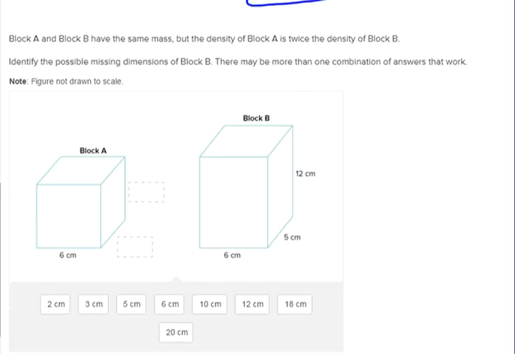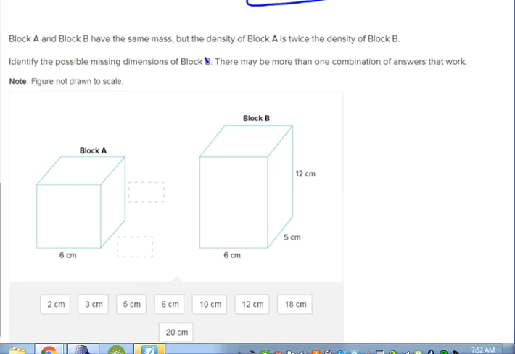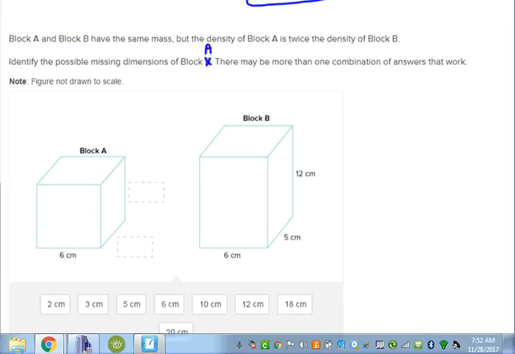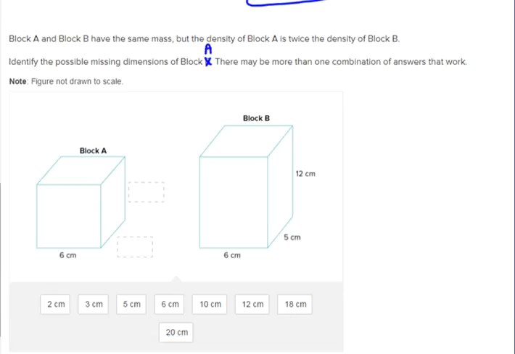This problem says block A and block B have the same mass, but the density of block A is twice the density of block B. Identify the possible missing dimensions of block A. There may be more than one combination of answers that work. When we look at the picture here, we see that they give us all the dimensions for block B.